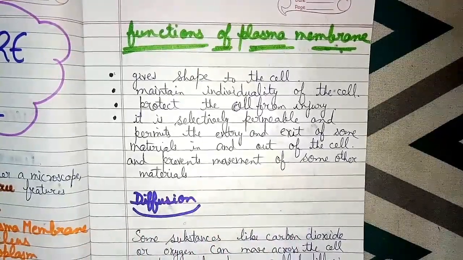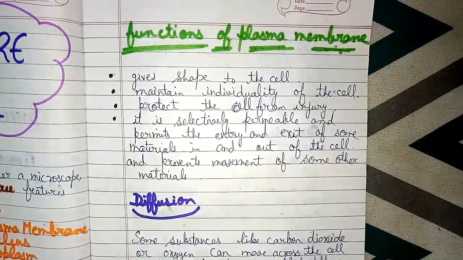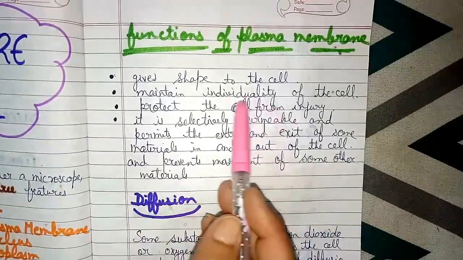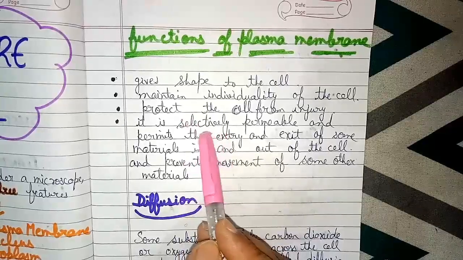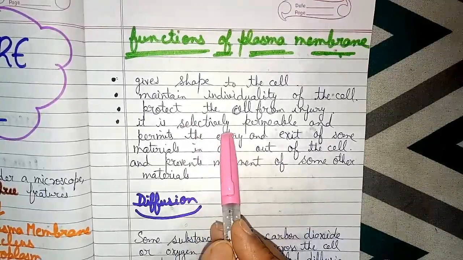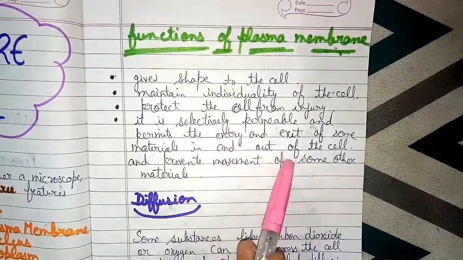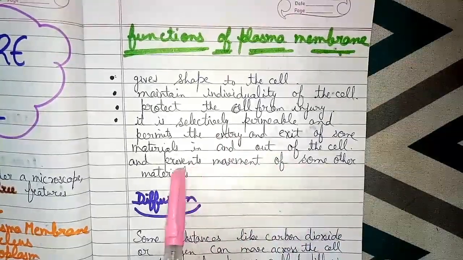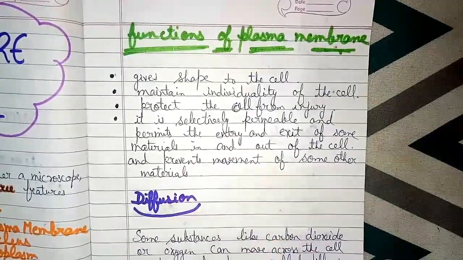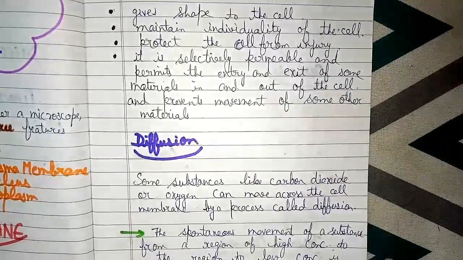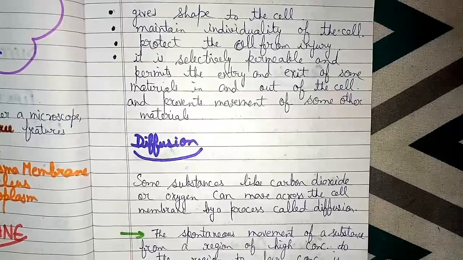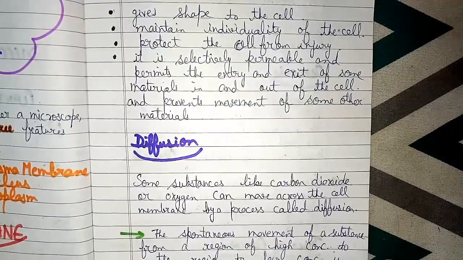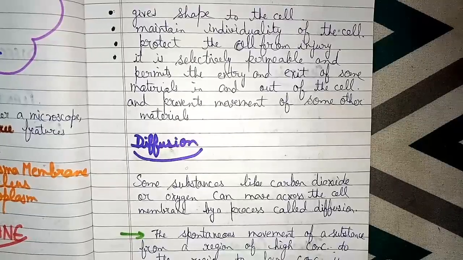This means it is selectively permeable. What do we mean by selectively permeable? As the name indicates, it allows the entry and exit of some selected materials, and other materials are not allowed to enter or exit. It prevents their entry. This entry and exit of material is done by some processes.